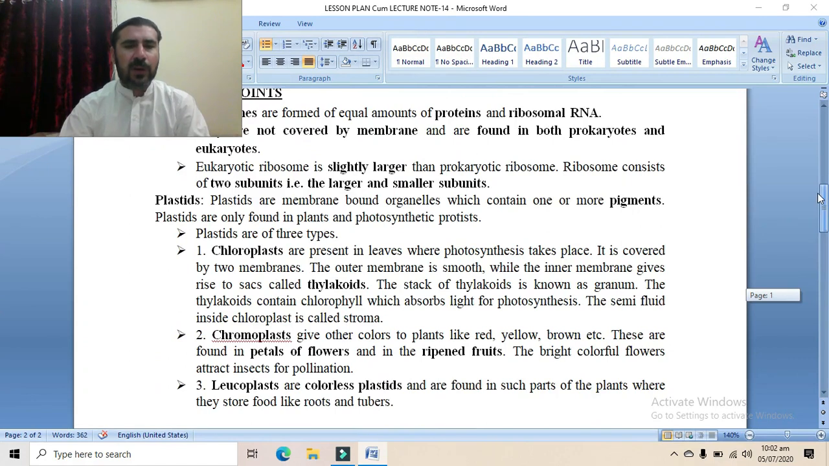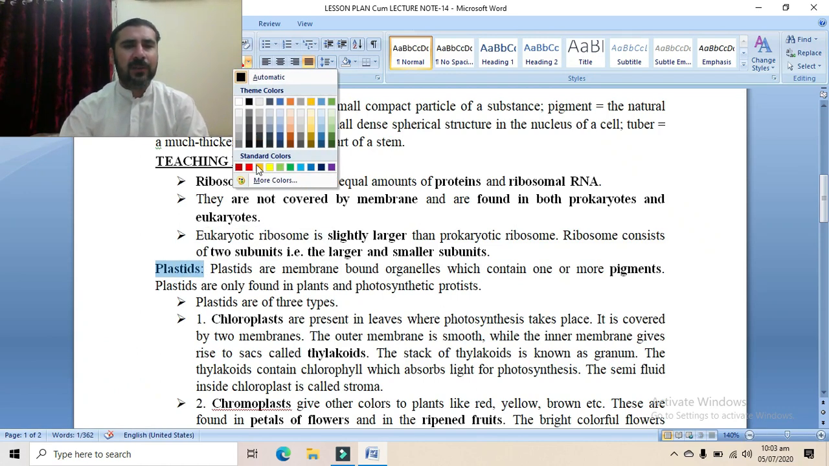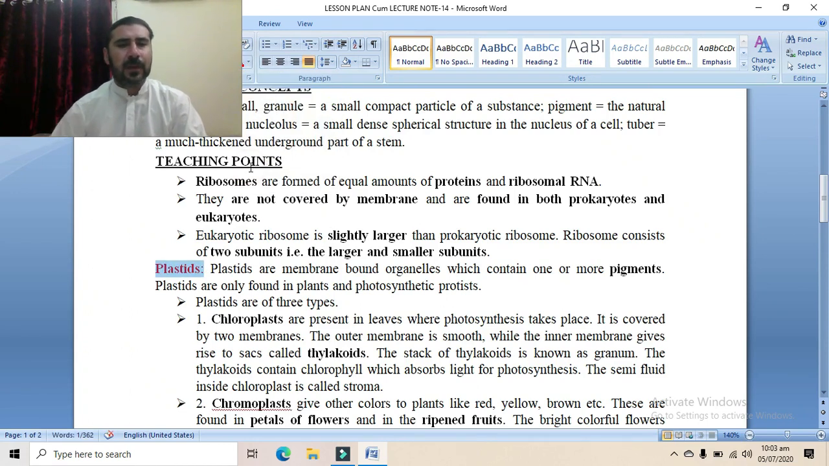Now we will move towards the second important organelle which we are going to study today, the plastids. This is another organelle which is very important, and we will highlight it. Plastids. Now plastids are membrane-bound organelles. Why membrane bound? Because they are covered by a double membrane. So they are membrane-bound organelles.